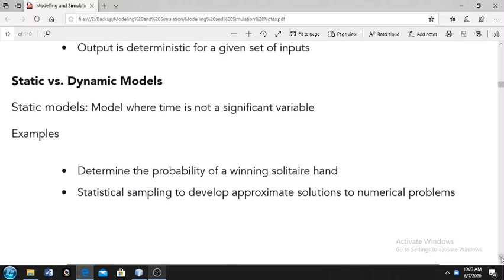Now, static versus dynamic. When do we say that a model is static or dynamic? You have seen that a stochastic model can be static or dynamic. Even a deterministic model can be static or dynamic. Now, a static model is a model where time is not a significant variable.